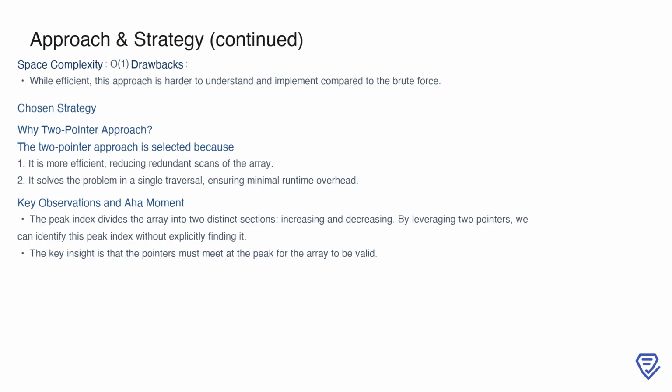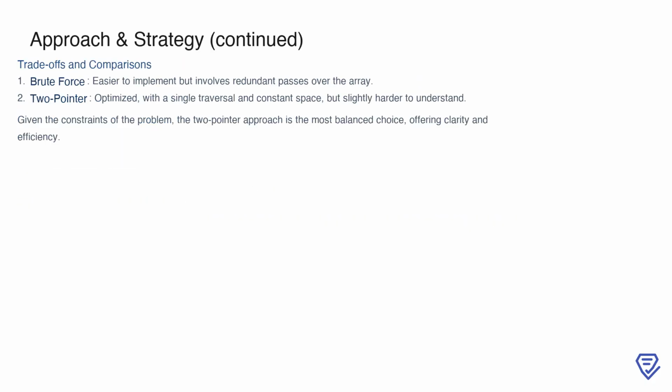When comparing the two approaches, the brute force method is easier to implement and grasp, but it suffers from redundant passes over the array, which can be inefficient for larger inputs. On the other hand, the two-pointer approach is optimized for performance, as it achieves the same result in a single traversal with constant space. However, it might require a bit more effort to understand and implement.